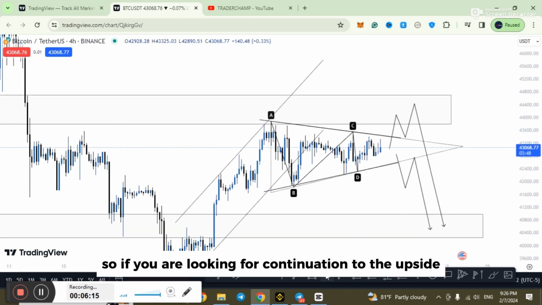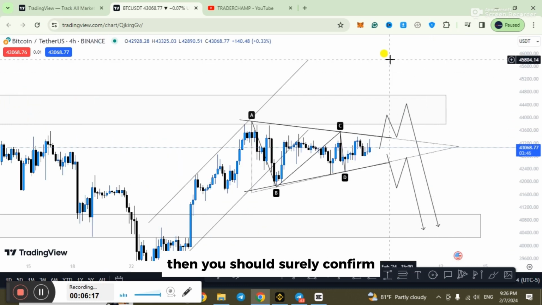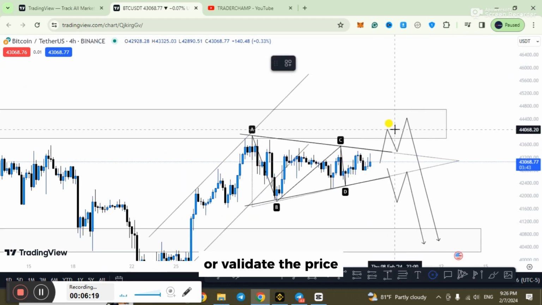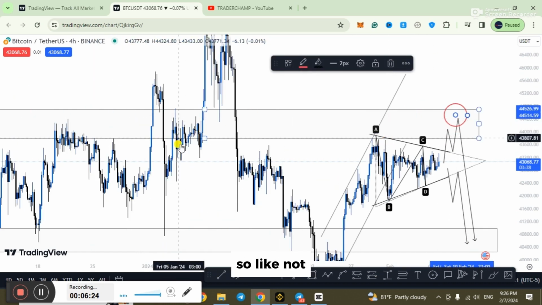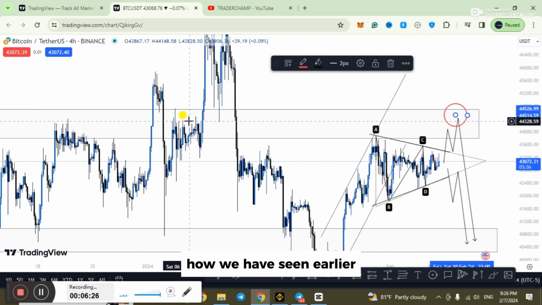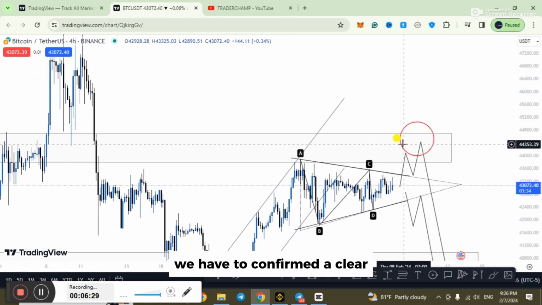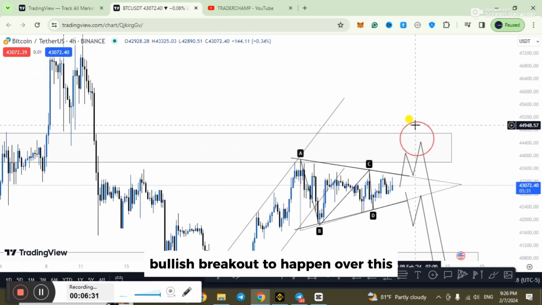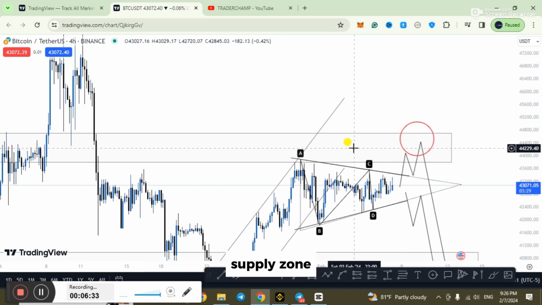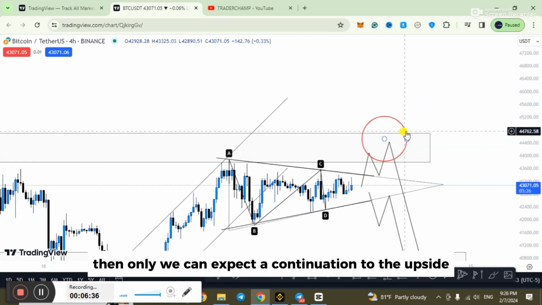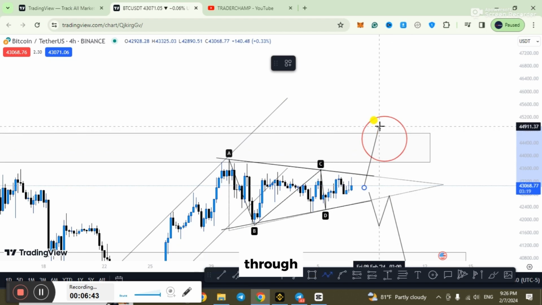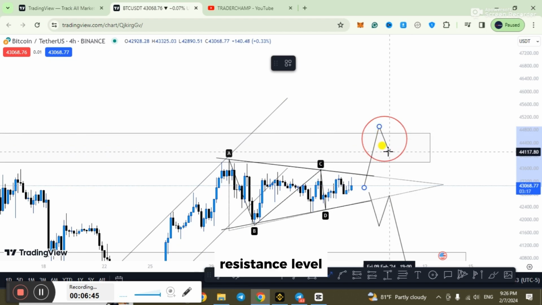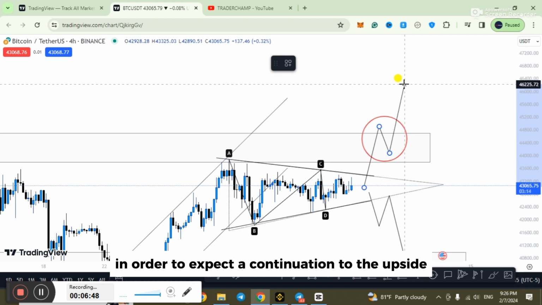So if you are looking for a continuation to the upside, then you should surely wait for the price to confirm a bullish breakout above this resistance level. Not like what we have seen earlier, we have to confirm a clear and perfect bullish breakout over this supply zone or the resistance level, then only we can expect a continuation to the upside. So here we have to wait for the price to ladder up or penetrate through the following resistance level in order to expect a continuation to the upside.